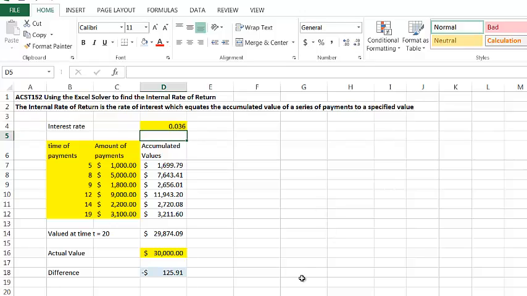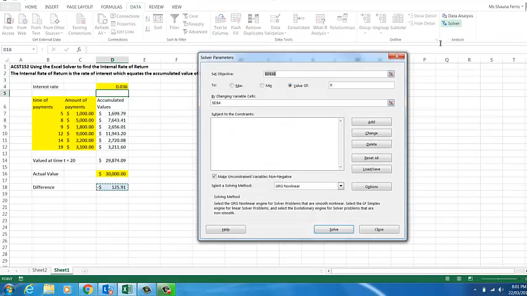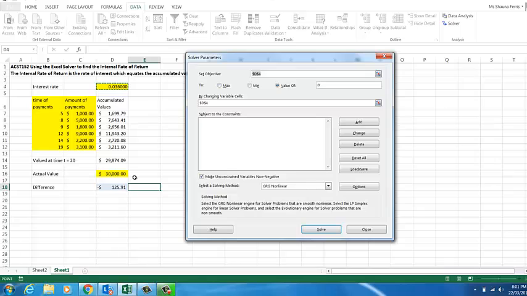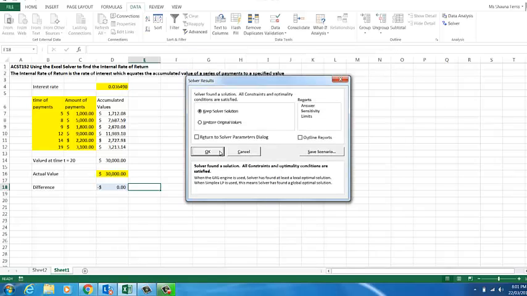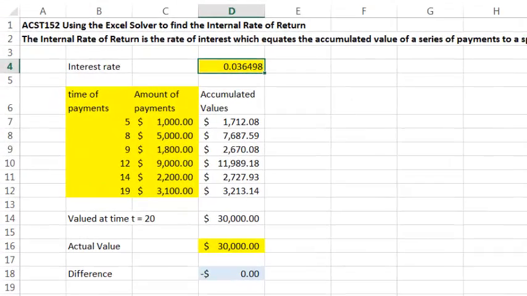But instead what we're going to do is use the solver. So we go up to data, solver. We want the value in cell D18 to be set equal to 0 by changing cell D4. Solve. Okay, so the correct interest rate, the internal rate of return here, is 3.6498%. If we wanted to make it look nicer, we could just change that to a percent, show a few decimal points.